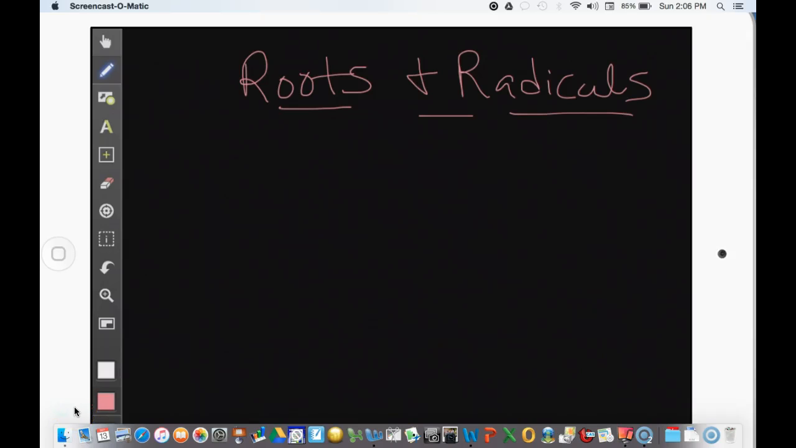Roots and radicals. Here we go. Some review for you guys. Well, we don't have to be Einstein to know that the square root of 9 is 3.